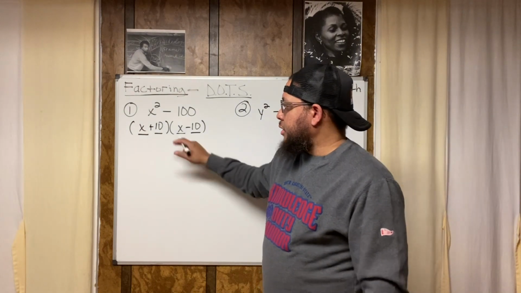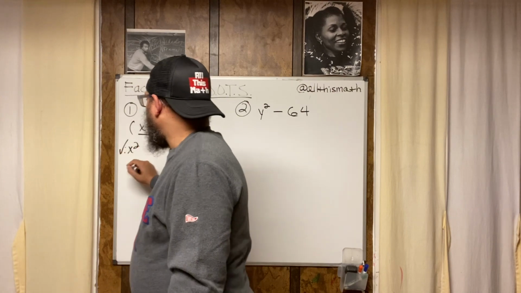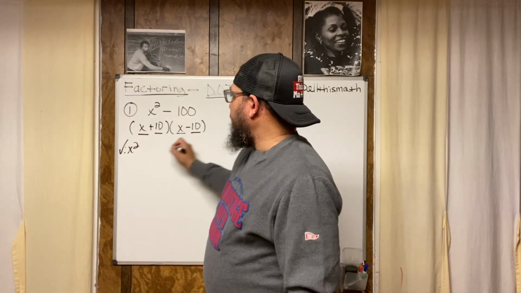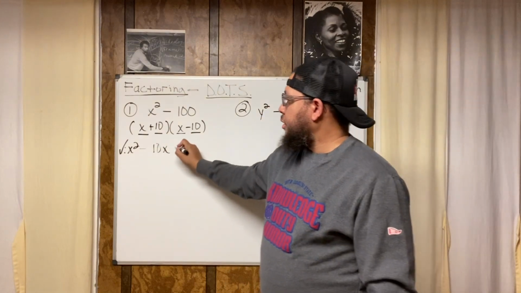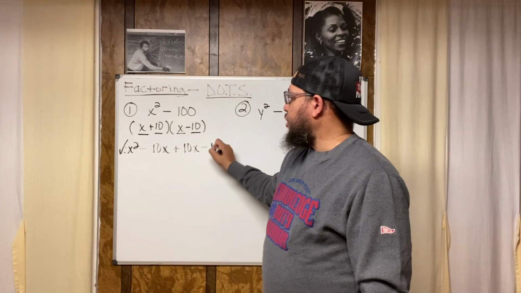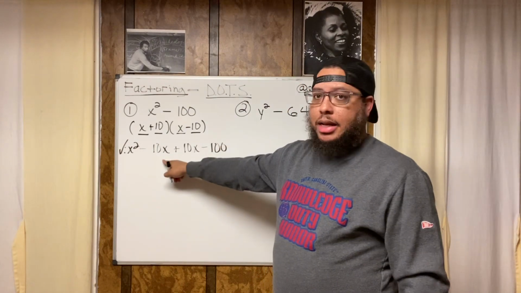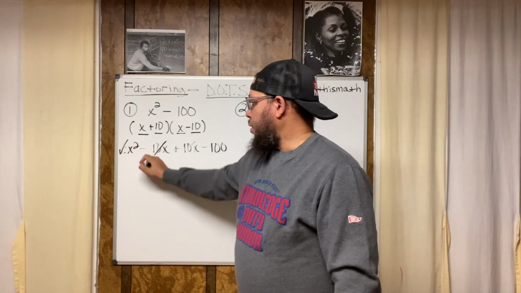First, x times x. That's x squared, right? Let me put my check mark. The outers, x times negative 10. That's minus 10x. The inners, 10 times x. That's positive 10x. The last, 10 times negative 10. That's minus 100. I can combine like terms. These are exact opposites, so these cancel out. What am I left with?